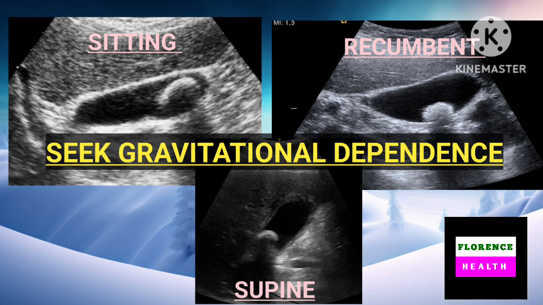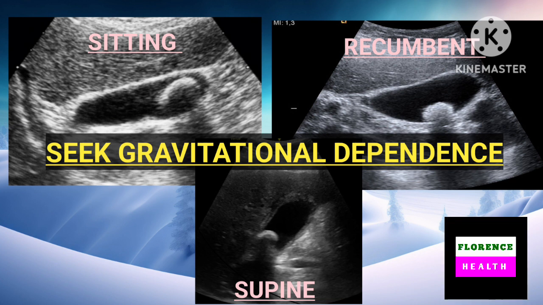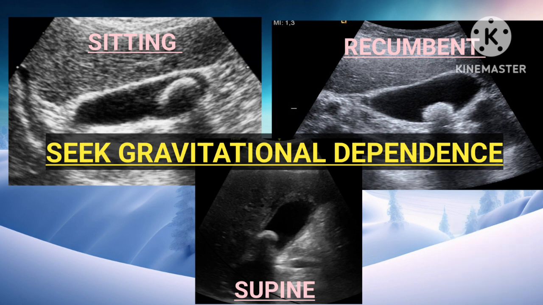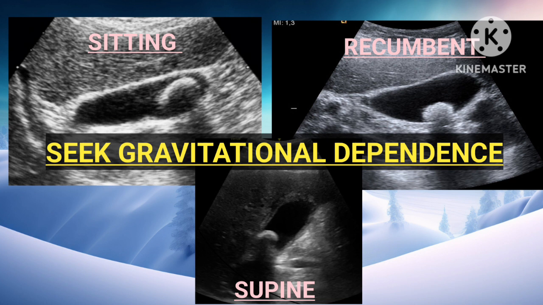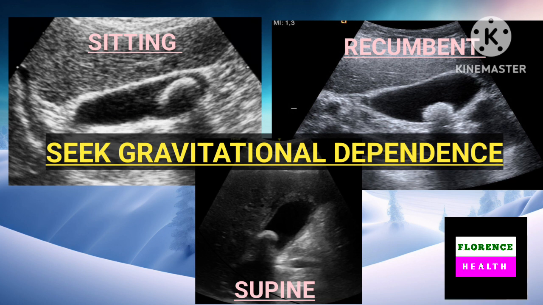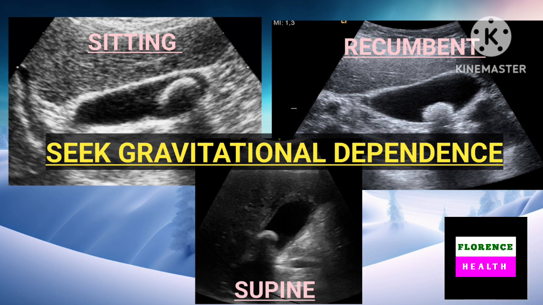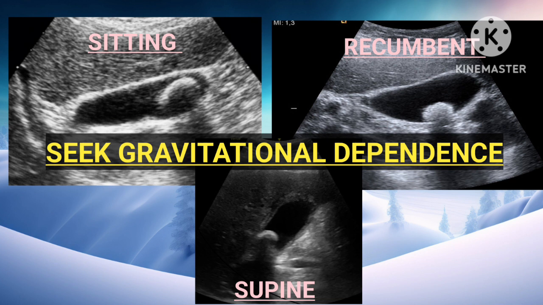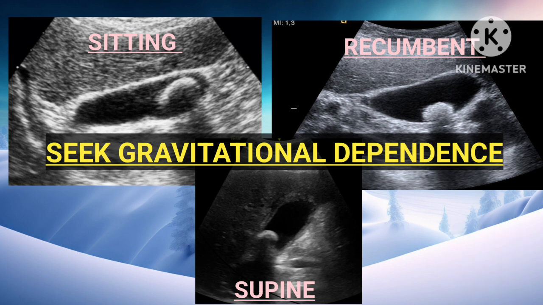In sitting position, the gravitational part of the gallbladder is the fundus, but in supine position, the gravitational part of the gallbladder is the neck of the gallbladder. Look at the slide. This slide shows in sitting position the stone is present at the fundus, but in supine position the stone is present at the neck of the gallbladder, but in semi-recumbent position the stone is present at the dependent part, that is at the body of the gallbladder.